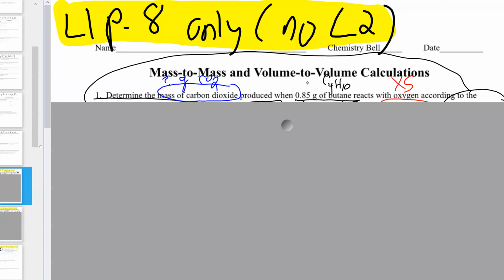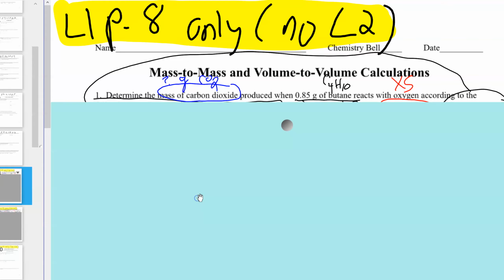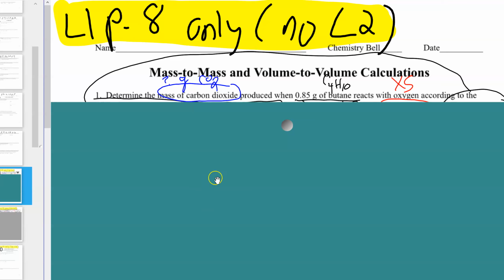Here's a new fun thing I learned. On the new Smart Notebook, if I click on this, it changes the color. Oh my gosh, so exciting. We're going to go with teal, why not?